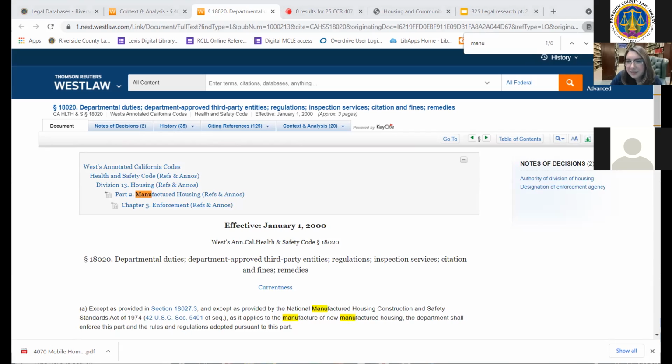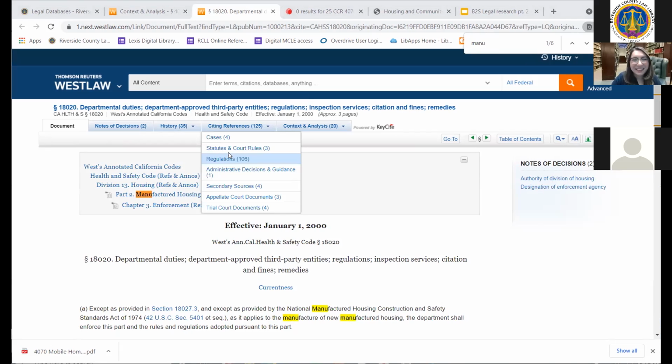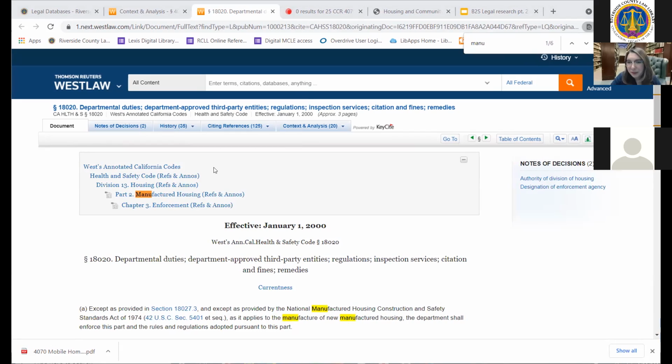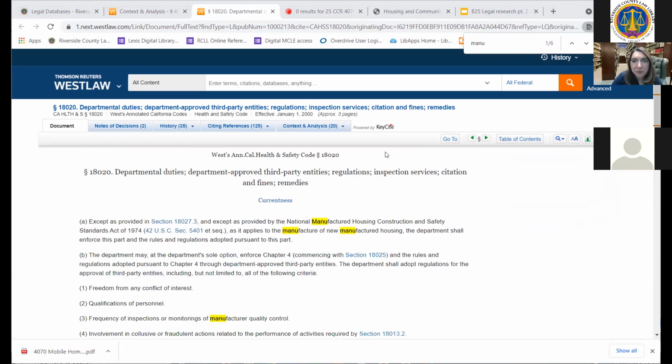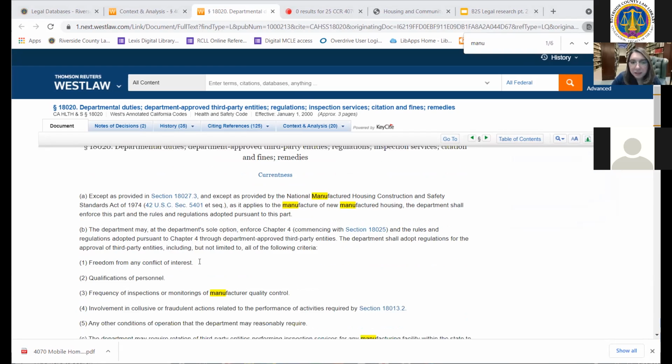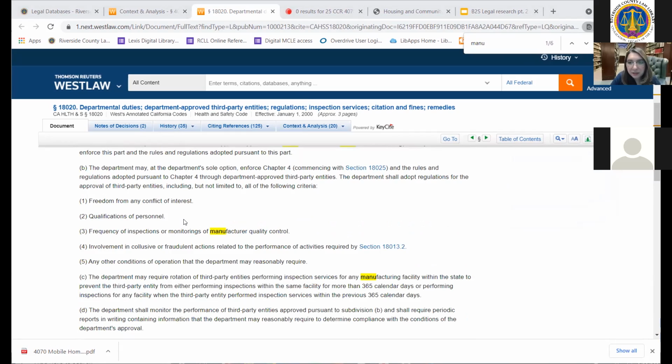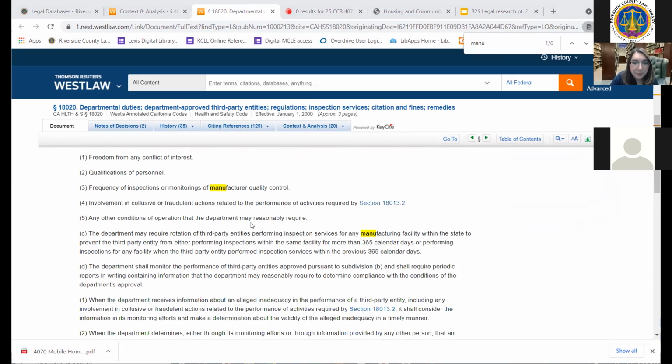Yeah, I know, I kind of like Lexis a little bit more too, but it's good to just maybe play with both just to see what pops up. So they didn't have mobile home on here, but they had another keyword. So that's why I keep my list of words I'm using for the search. And they have manufactured housing. So it says that requires inspection services for manufactured housing. So let's go down a little bit more.